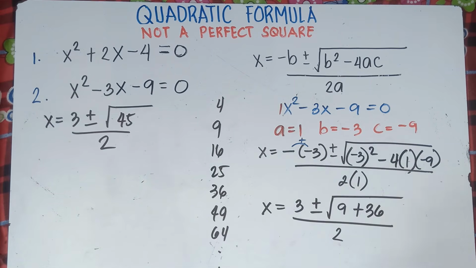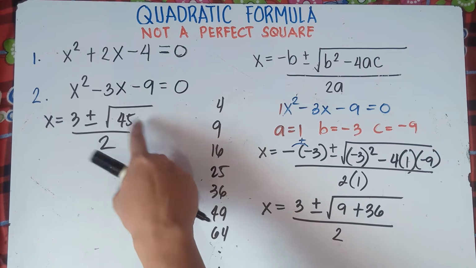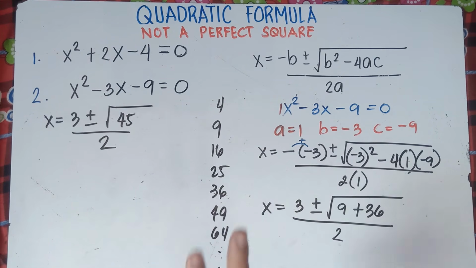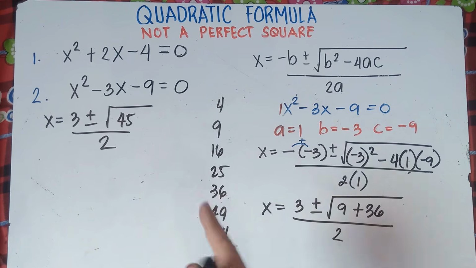Once again, if this is not a perfect square, you find two numbers that when you multiply them, you will get 45. One number is a perfect square, the other is not. So that's how you simplify, class. If the number in the square root is not a perfect square, you find two numbers that when you multiply them, one number is a perfect square, the other is not.